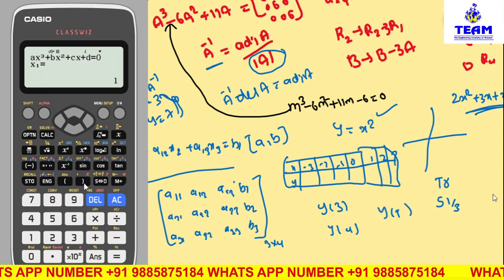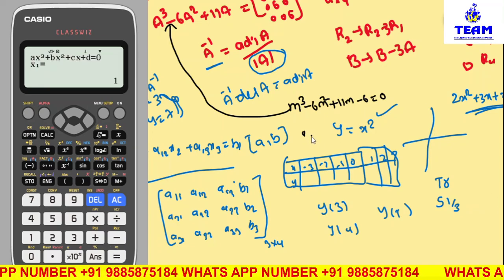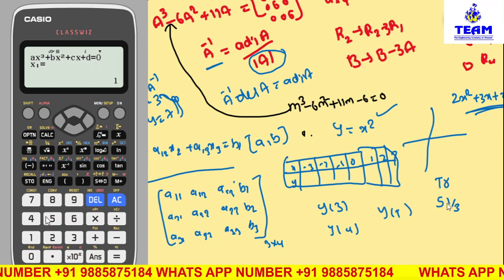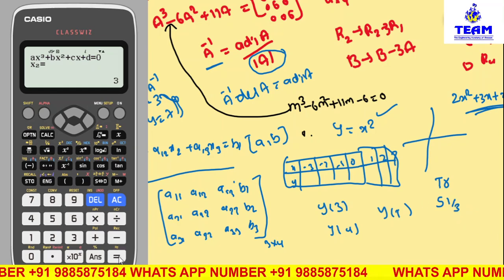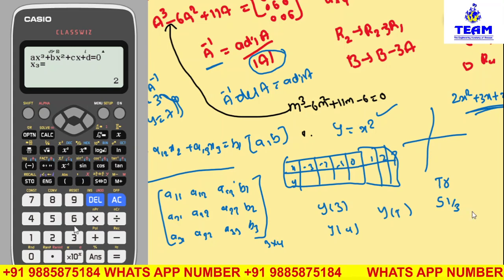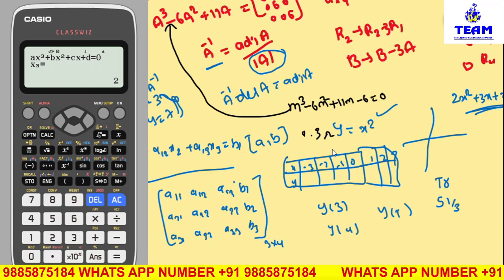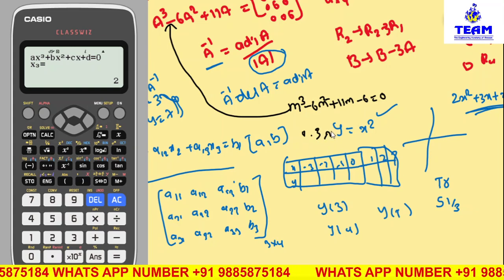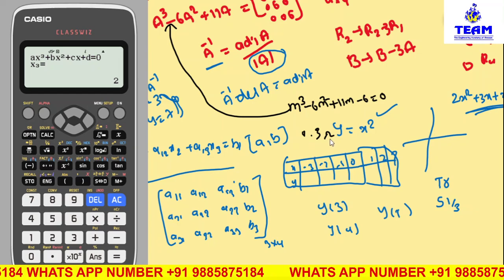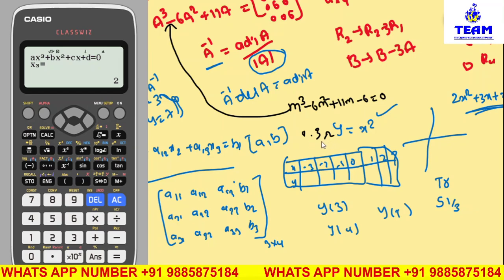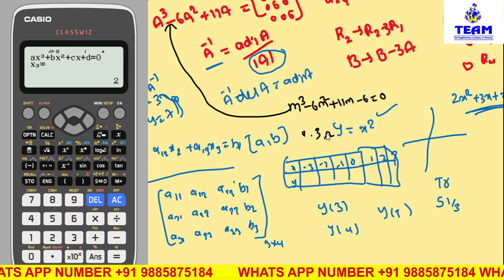You see, friends, what you are getting: x1 is equal to 1, so m is equal to 1. Next, what about x2? Press the equal button. x2 is 3, x3 is 2, so 1, 3, 2. Friends, you remember sometimes the root will be repeated. If the roots are repeated, one root will appear, another root won't appear, that you remember.